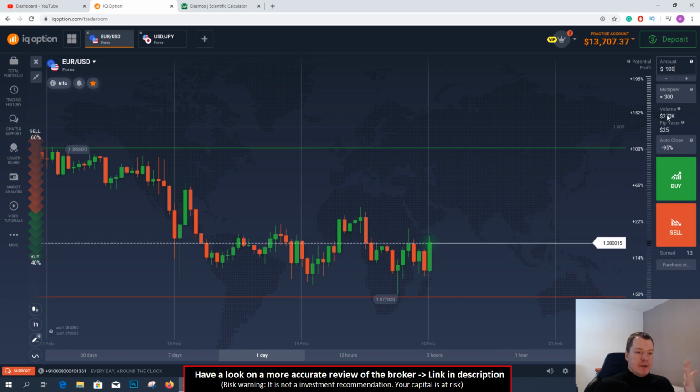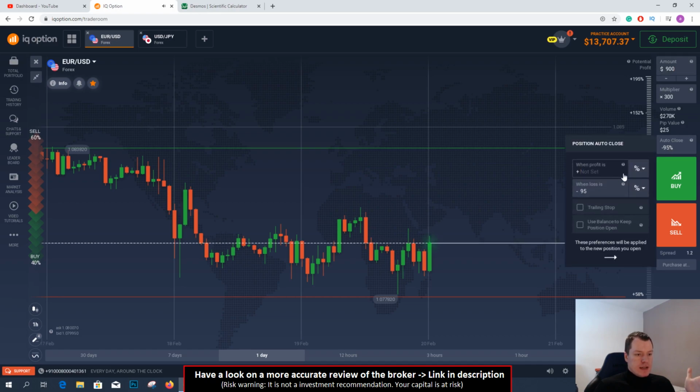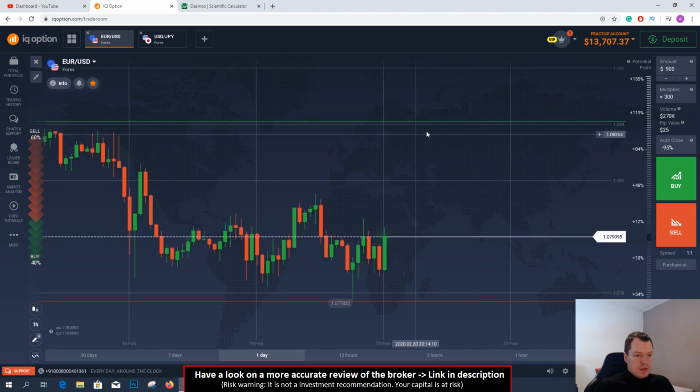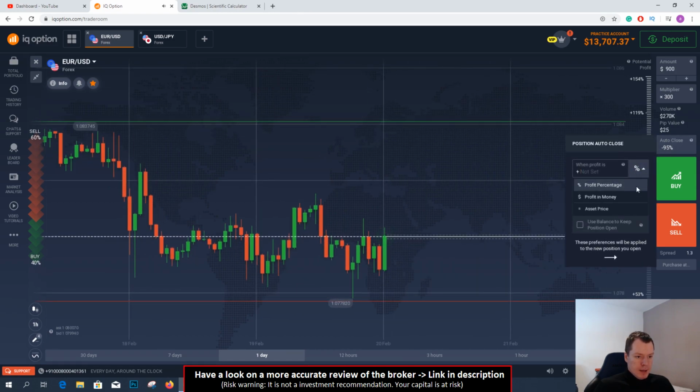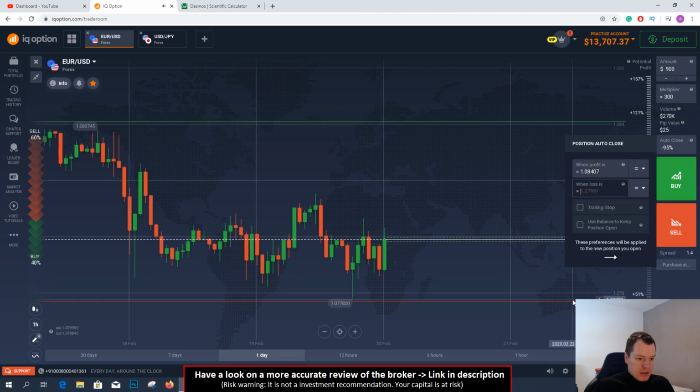Okay, you see the preview, the volume, and how to trade. You just set your profit when your profit is here. Now I don't see the price. Profit in money, we can do this over the asset price. I use the asset price here, 1.084007. The loss, I take this asset price, would be here around 60%, and I'm using this.